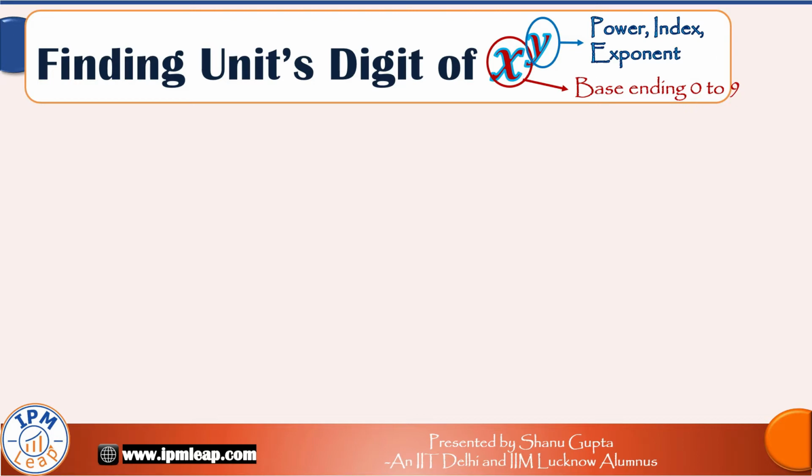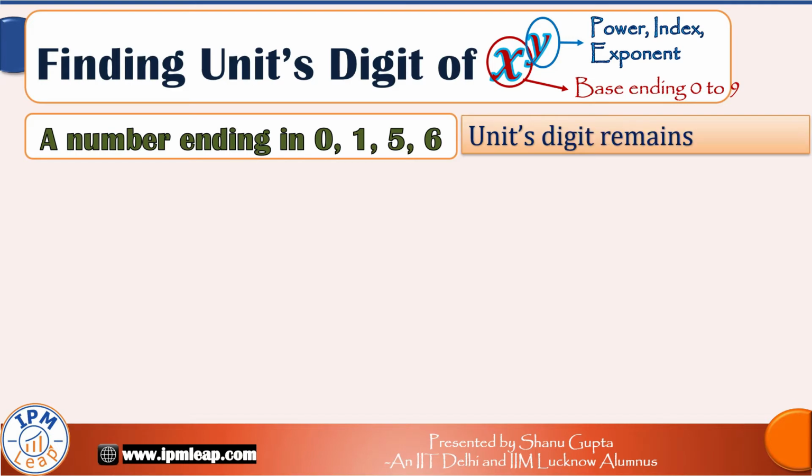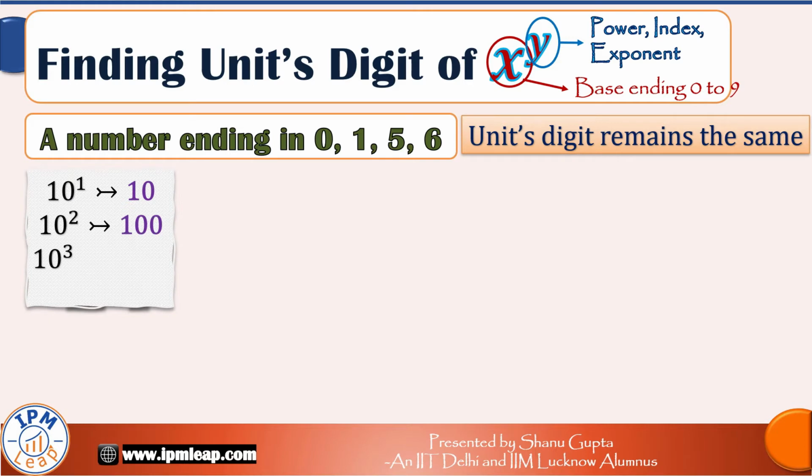These 10 digits from 0 to 9 can further be divided into 3 categories, out of which the simplest category is numbers ending in 0 or 1 or 5 or 6. Why so? Because you may raise these numbers to an arbitrary power, but their units digit will remain the same. For example, take 10. 10 raised to 1 ends with 0. So does 10 raised to 2. Ditto for 10 raised to 3 and so on. The zeros keep on increasing.